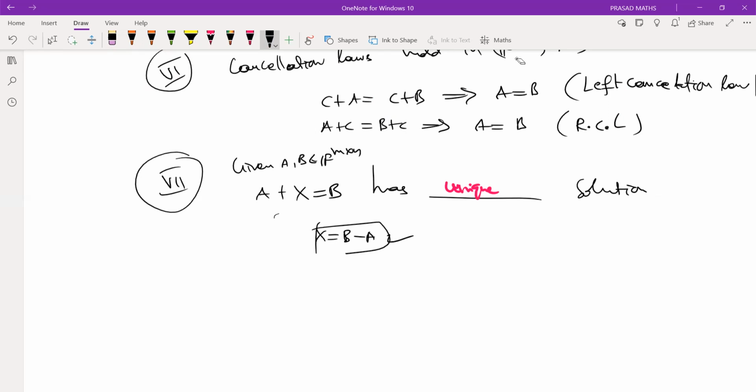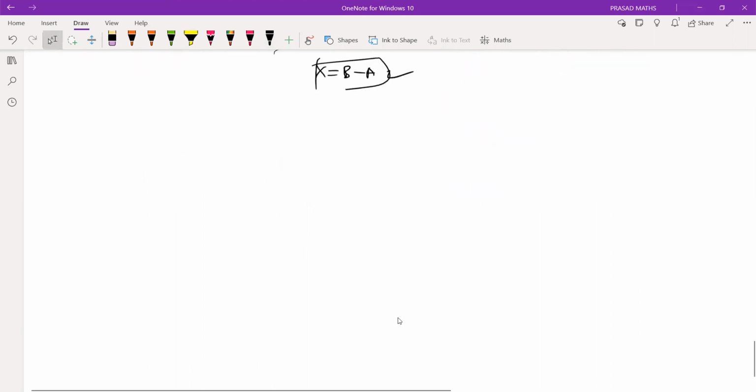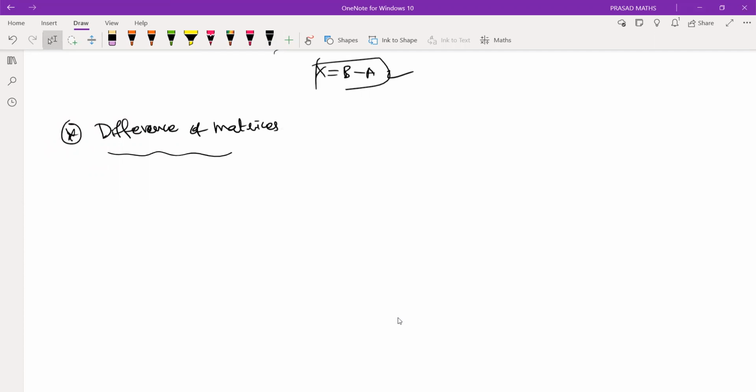Next is actually the difference of matrices. Matrix addition. What is matrix addition? The set of all matrices with respect to addition is an abelian group. Suppose you can take the difference of matrices. Right? Suppose you can take this. What is the difference of matrices?